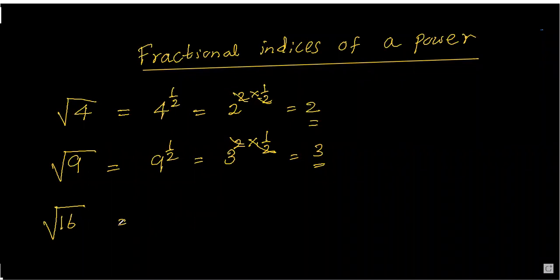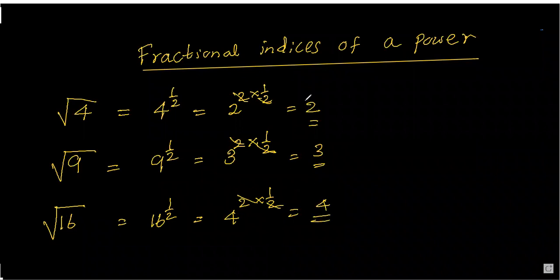Then we can remove the square root sign and write it as 16 to the power half. Then we can write 16 as a power, 4 to the power 2, into half. Then remove this. The answer is what here? 4. Now only we talk about this one.